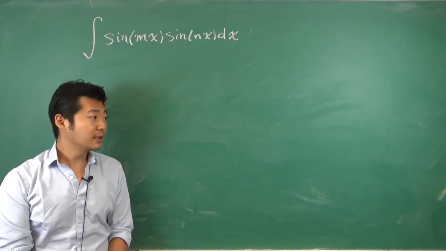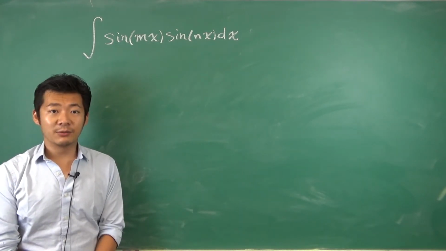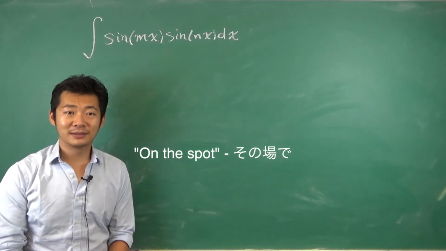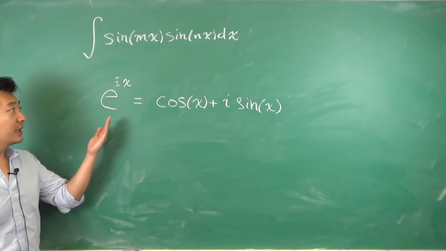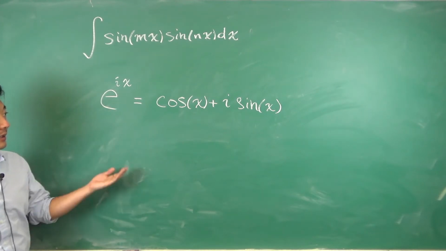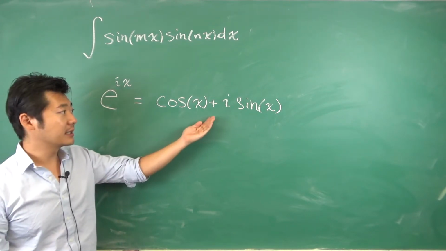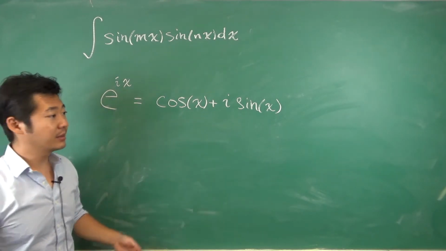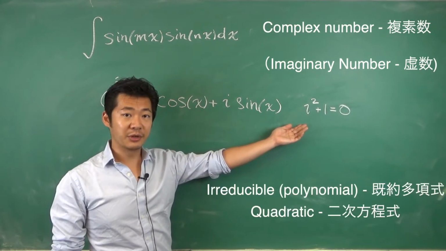To do this integration, we will need to go over some trigonometric identities. You can have them memorized, but if we use Euler's formula, it'll be a little easier to derive on the spot. Euler's formula is e to the ix is equal to cosine of x plus i times sine of x, where i is the complex number that solves this irreducible quadratic.